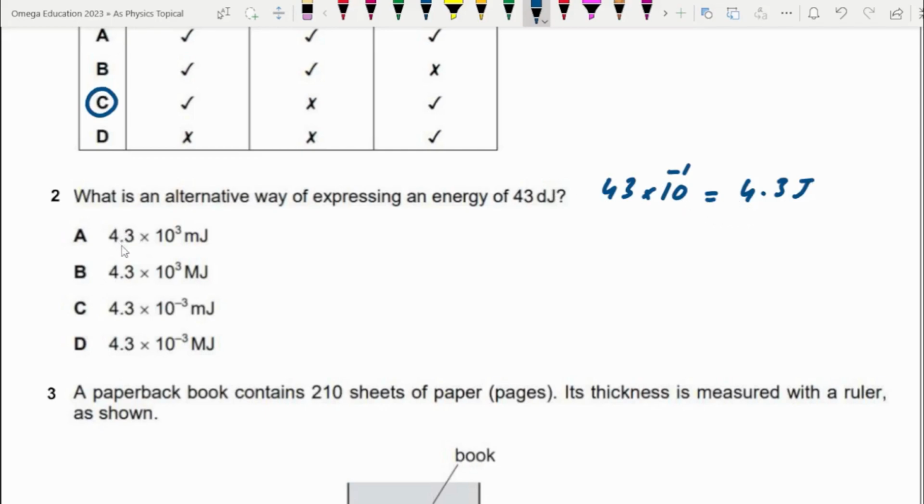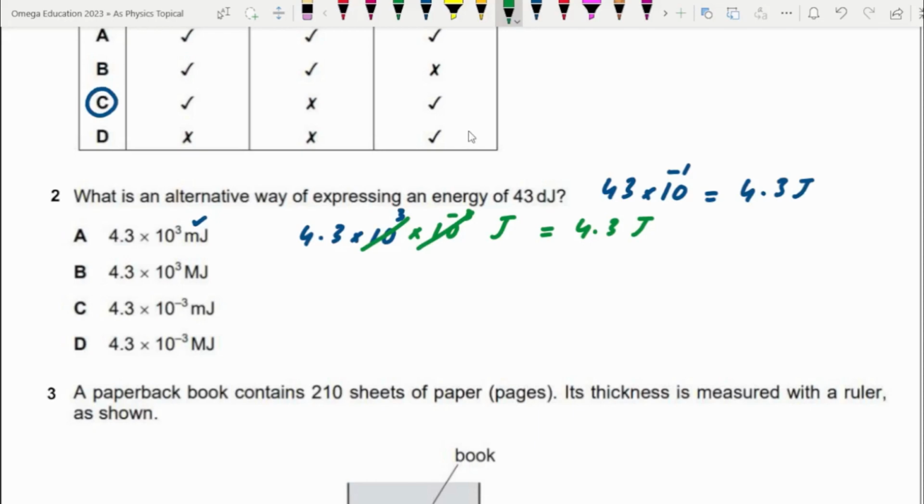So if I take the very first option, and I try to get rid of the prefix here, it would be 4.3 into 10 raised to the power 3. And then what is the prefix? What is the exponent for the prefix milli? It is 10 raised to the power negative 3. So times 10 raised to the power negative 3 joules. So you see these two things would be cancelled out and you'll be left with 4.3. So the very first option is the right answer.